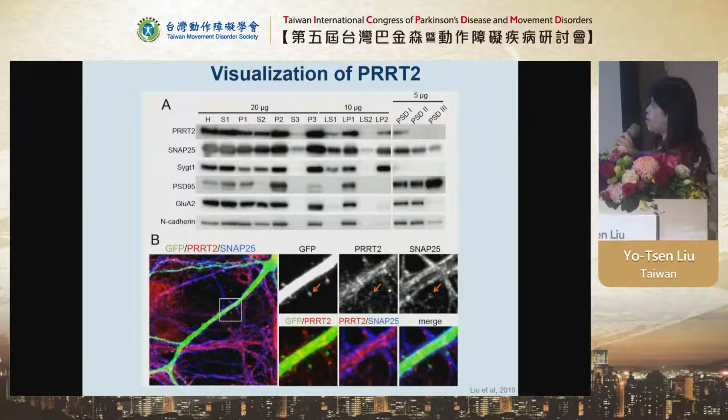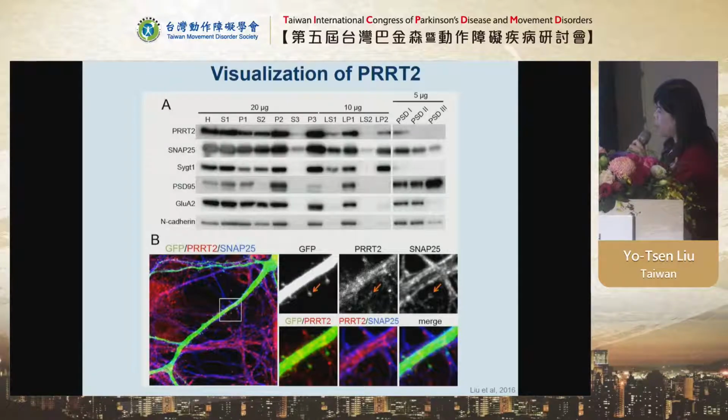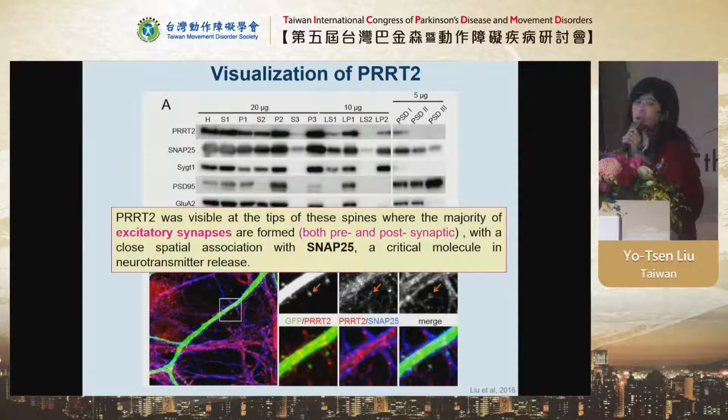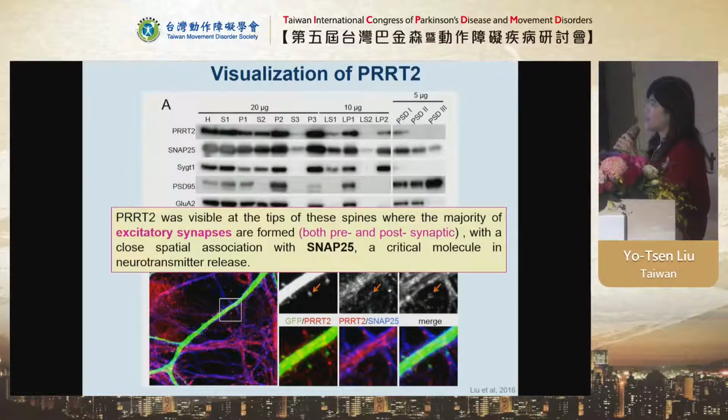We found that PRRT2 is expressed in both the presynaptic component and the postsynaptic component. And in the mouse brain, it's colocalized with SNAP25 at the tip of the excitatory spine. We don't know the exact function of PRRT2, but we know SNAP25 is a critical molecule involved in excitatory transmission.